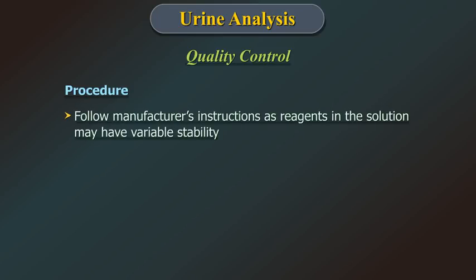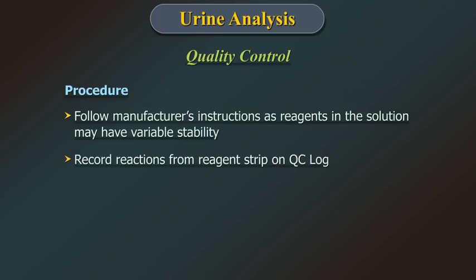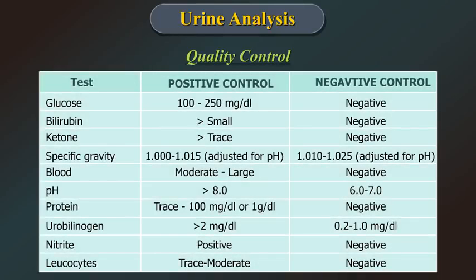Follow manufacturer's instruction as reagents in the solution may have variable stability. Record reactions from reagent strip on the quality control log. In case of positive findings, strip results should be counter-checked by manual tests. The table shown on the screen shows the values of the positive and negative control strips. These values will vary as per the manufacturer and are provided in the control insert.